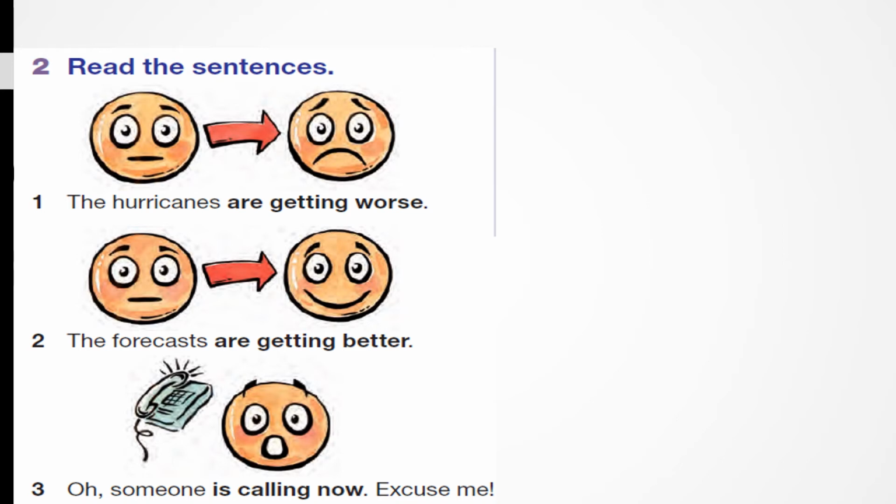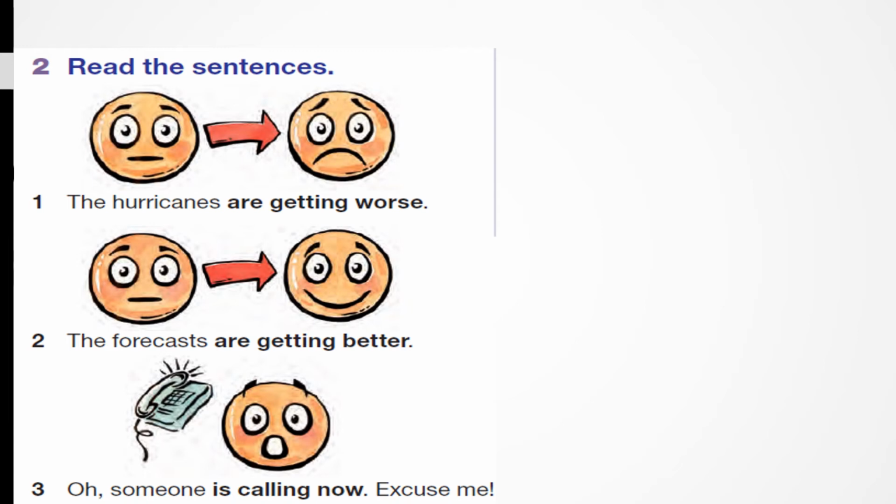Yes, it's present continuous. We have in sentence 1 are getting, and in number 2 are getting, and in number 3 is calling. So are getting and is calling are what? Present continuous tense.